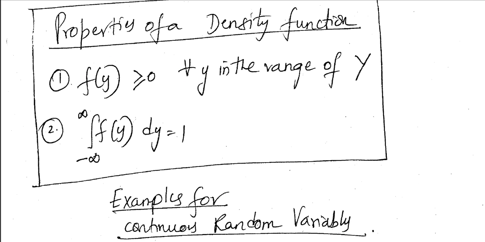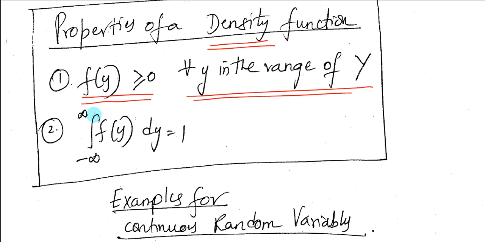Just like how we have some properties for a distribution function, we also have a couple of properties for a density function. Your f of y is always greater than or equal to 0 for all y in the range of y. And if you integrate the density function from negative infinity to positive infinity, the answer is always equal to 1.